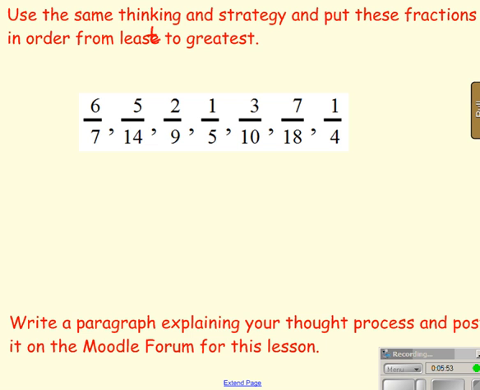So first of all, you need to put these in order from least to greatest. Then what I want you to do is write a paragraph with complete sentences, explaining your thought process. How did you take the strategy we used to compare two fractions and put it to use in order to put them in order from least to greatest? And you are going to post your paragraph on the Moodle forum for this lesson. So when you scroll down on this lesson, you will be able to write your paragraph and we will review them tomorrow. Good luck.